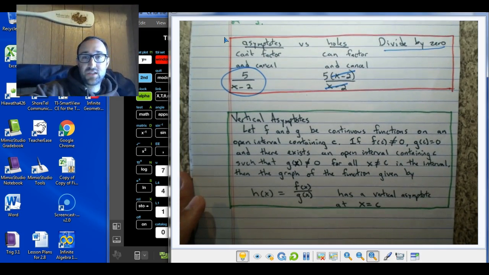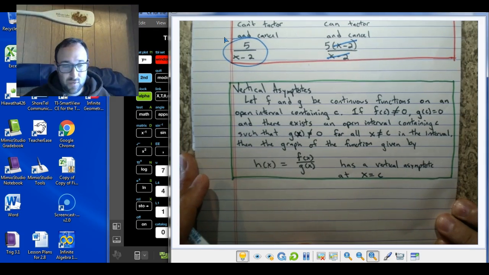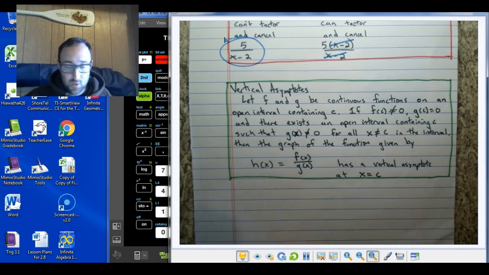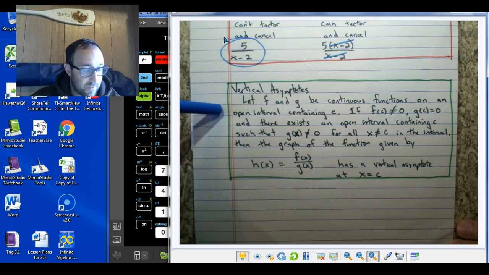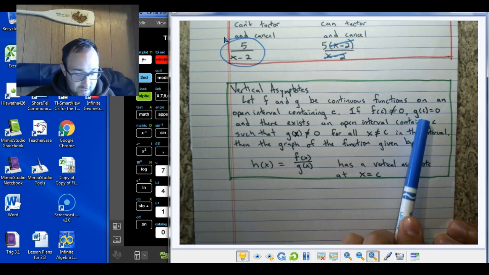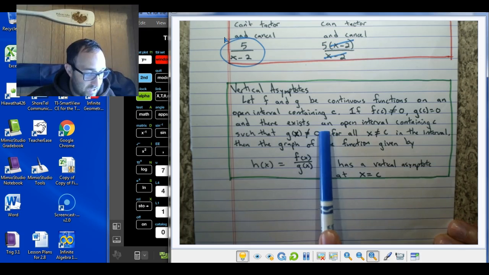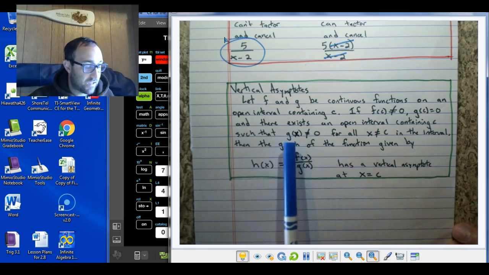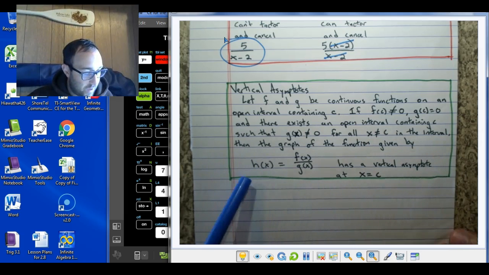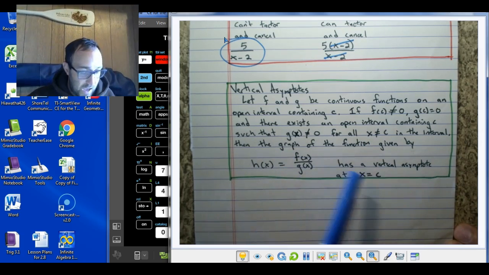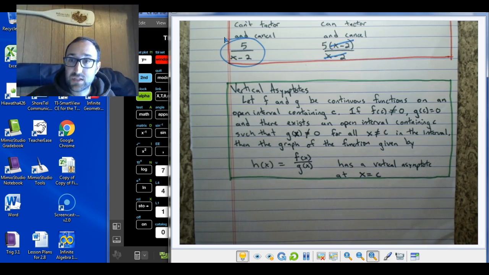This next definition is kind of annoying because it's a lot of words, but it's way easier when you look at a real example. But let's just go through this because it's always fun to get some good examples. Vertical asymptotes. Let f and g be continuous functions on an open interval containing c. If f of c does not equal 0 and g of c does equal 0, and there exists an open interval containing c such that g of x does not equal 0 for all x not equal to c in the interval, then the graph of the function given by h of x equals f of x over g of x has a vertical asymptote at x equals c.